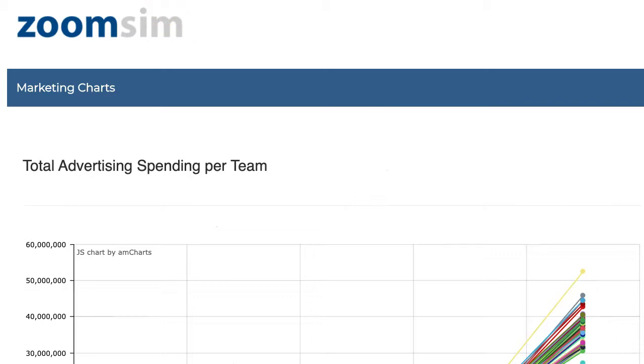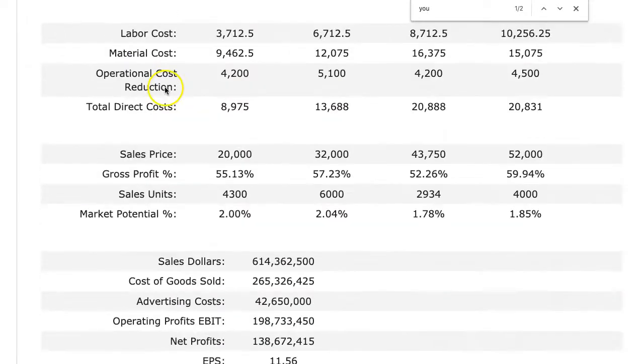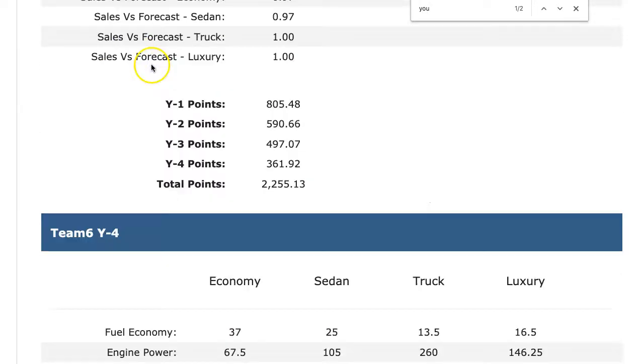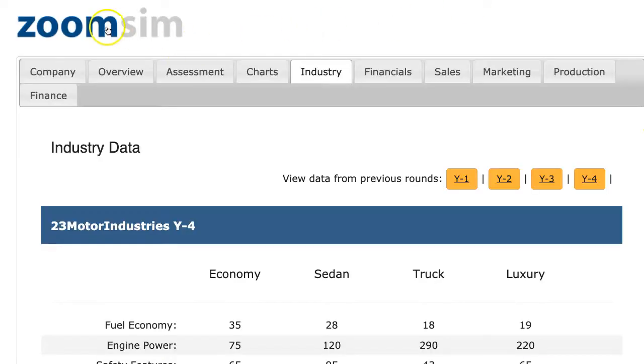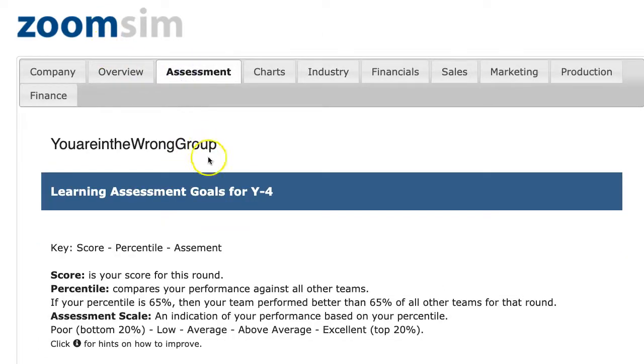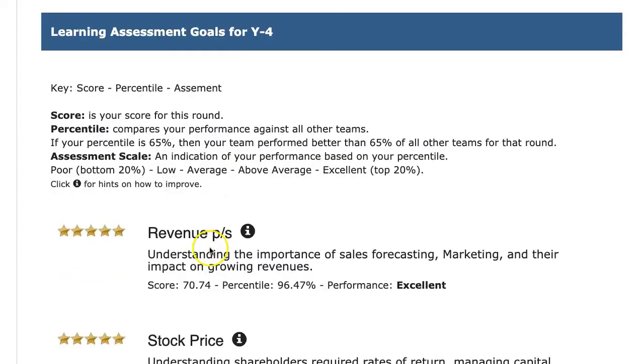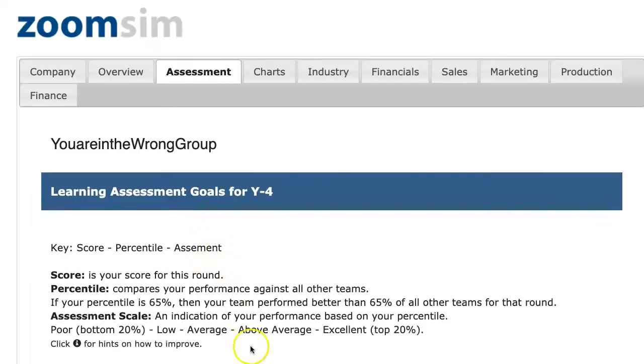So these are things that you need to look through, as well as going over your, let's just go back up here, go to the top, close this. As well as looking at your assessment page to see how you're doing in different areas and getting some feedback there. And then beginning into the next round.